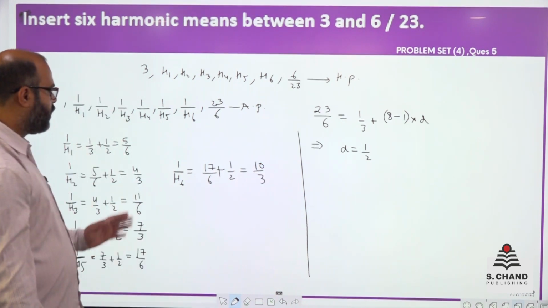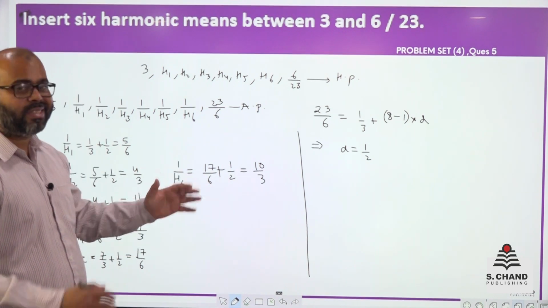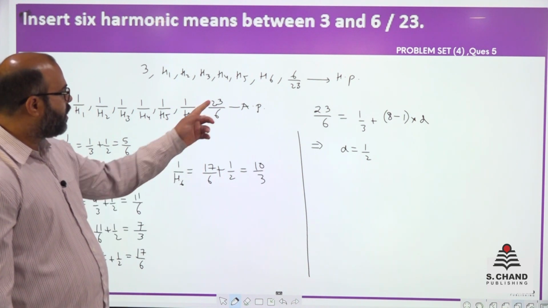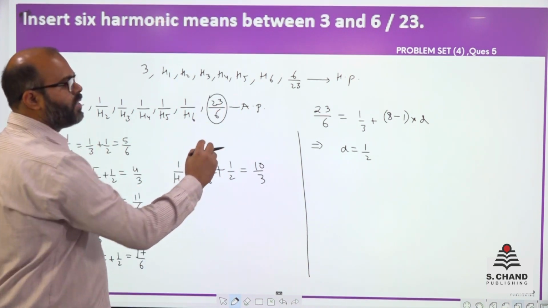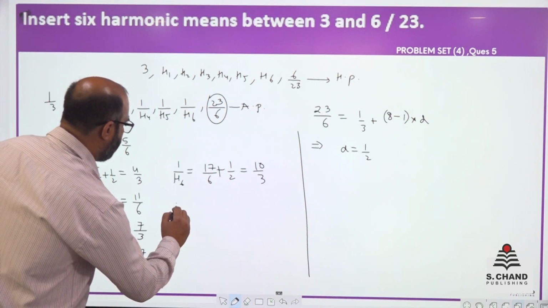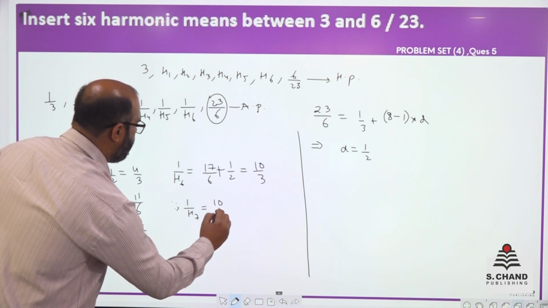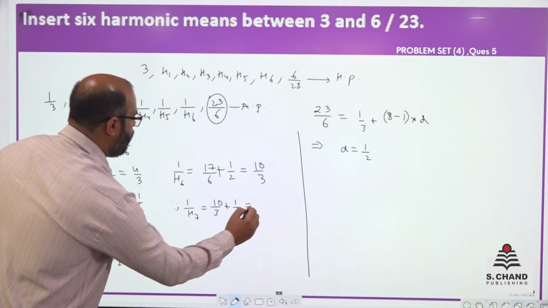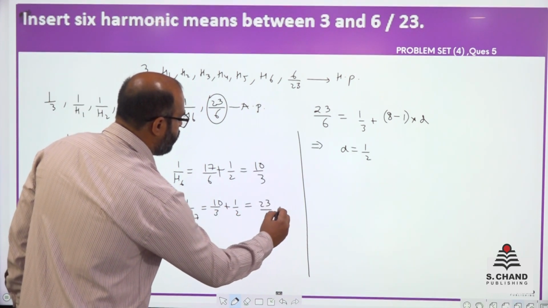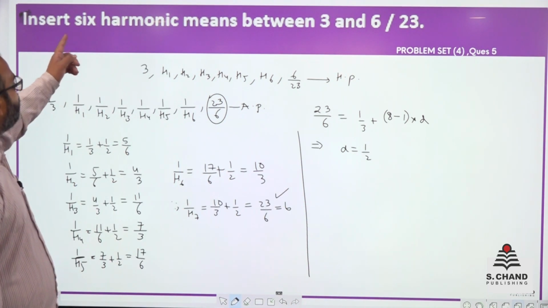Now how can you know that the values which you have obtained are correct or not? So let us also see the 7th, 1 by H7. So if 1 by H7 becomes equal to 23 by 6, which is the last term of this AP, then our calculation is correct. So 1 by H7 is equal to 10 by 3 plus 1 by 2. So on taking LCM, 20 plus 3, 23 by 6. Yes. So our calculation is perfectly all right. So insert 6 harmonic means.